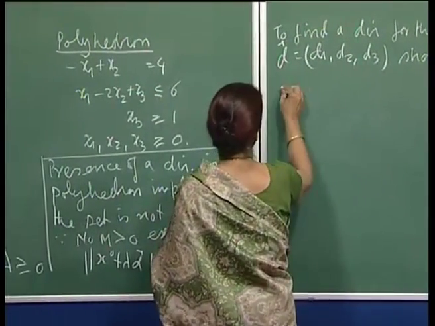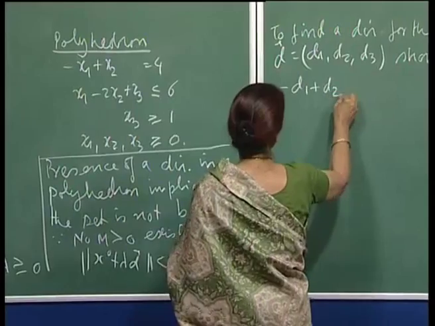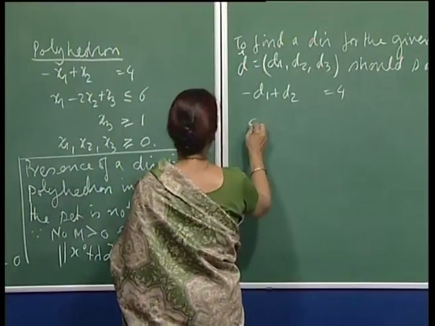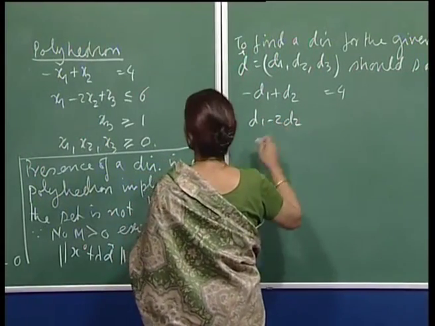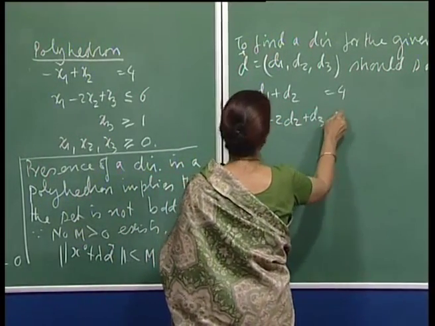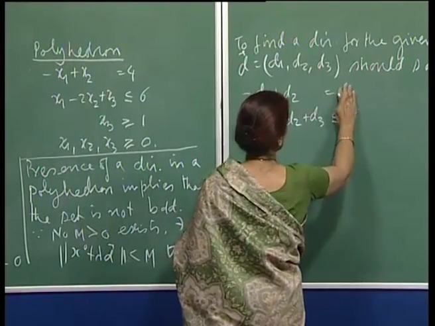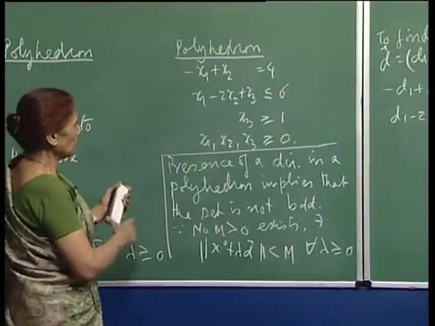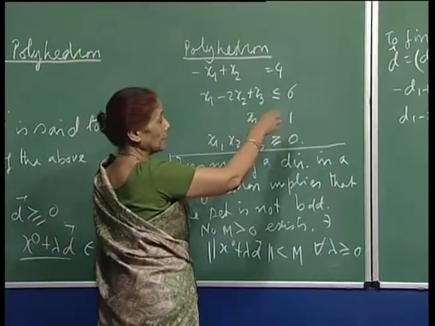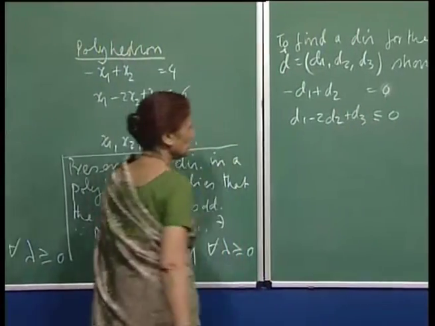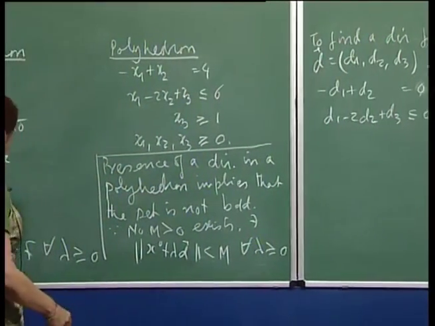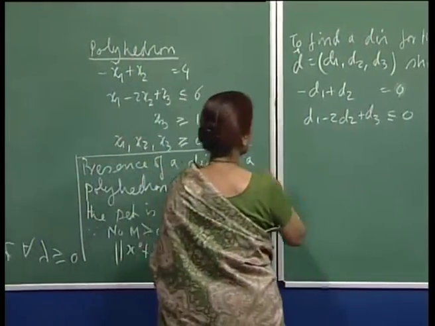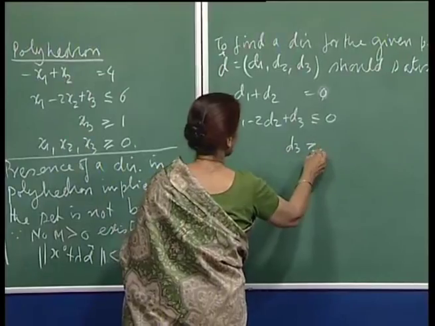So, here it will be, for example, minus d1 plus d2 equal to 0. Now, for this one it will have to be d1 minus 2 d2 plus d3 less than or equal to 0. Obviously, since I want this constraint to be satisfied for all values of lambda, if it is less than or equal to 0, this condition will remain feasible. So, just check it out for yourself, and then here it will be that d3 is greater than or equal to 0.